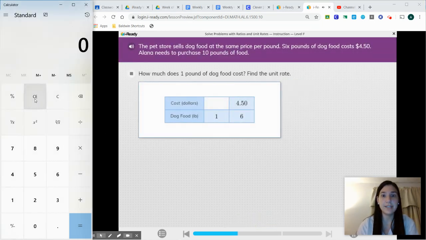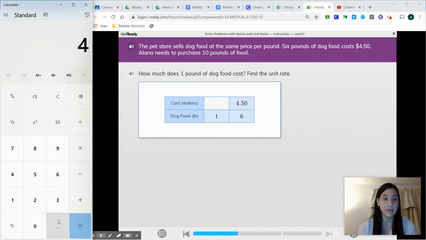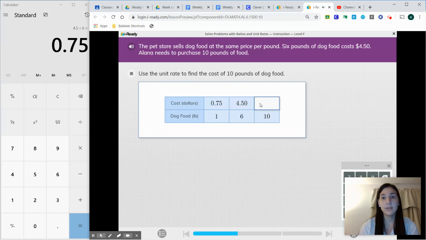Okay, so now how are we going to break it down? How much does 1 pound of dog food cost? We just find the unit rate. We divided $4.50 divided by 6. So just to remind you over here, 4.5 divided by 6 gave us 75 cents. Make sure you put your decimal point. Use the unit rate to find the cost of 10 pounds of dog food. Now we multiplied by 10 and we got $7.50.